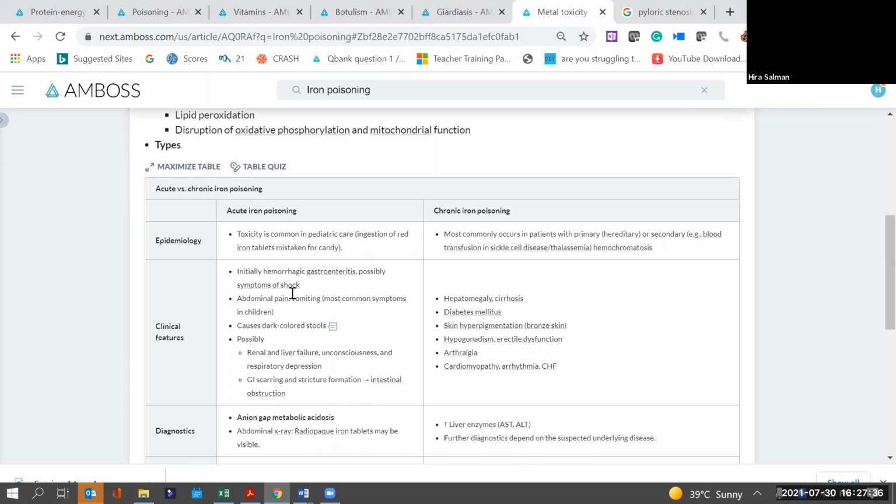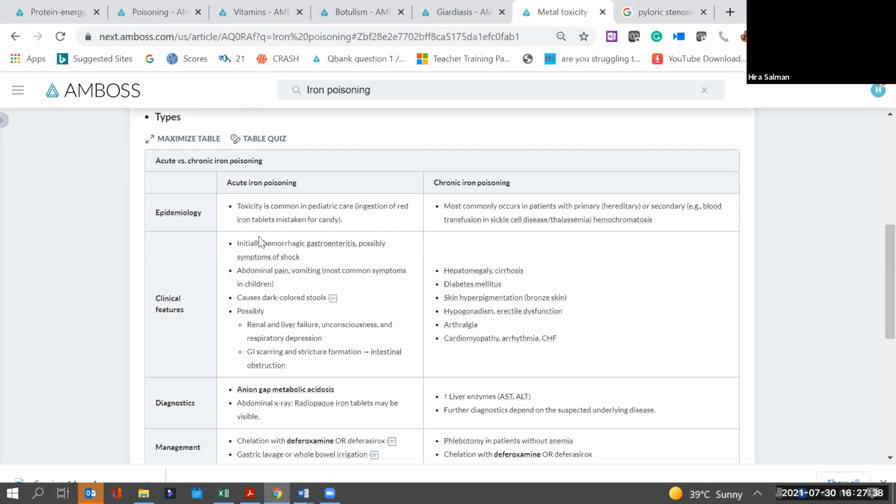How will the baby present if he or she has acute iron poisoning? Initially hemorrhagic gastroenteritis, possibly shock can be there. Abdominal pain, vomiting can be there. You will see black vomitus, you will see black stools. Renal and liver failure can be there. See, it's very threatening. And GI scarring and stricture formation, sometimes if it's late, it can cause intestinal obstruction as well. This is why it is happening: the baby has suddenly or accidentally taken all the iron supplements of their parents.